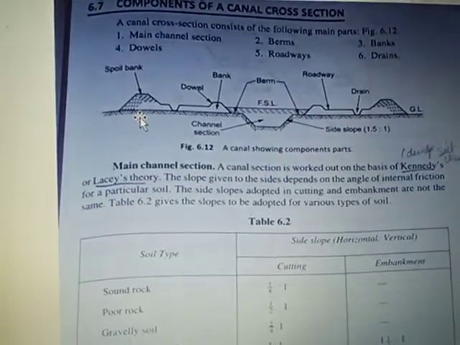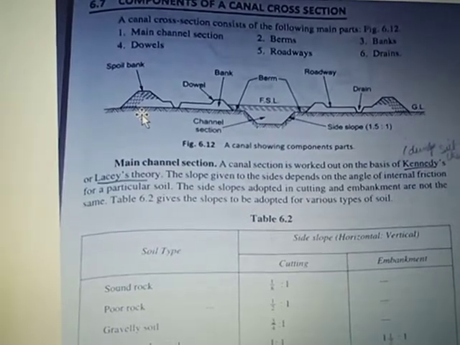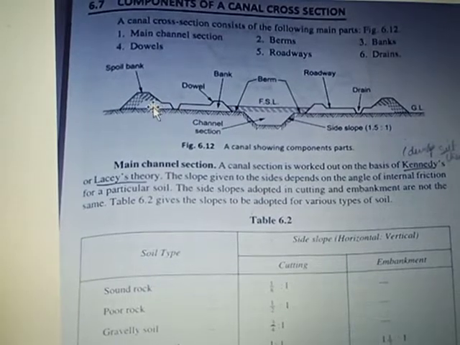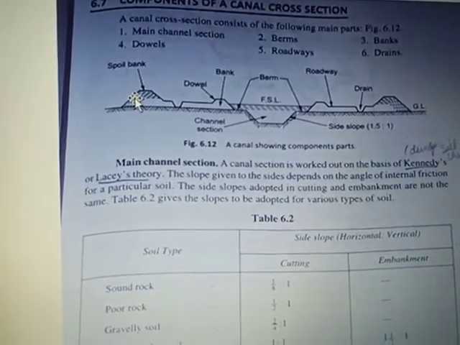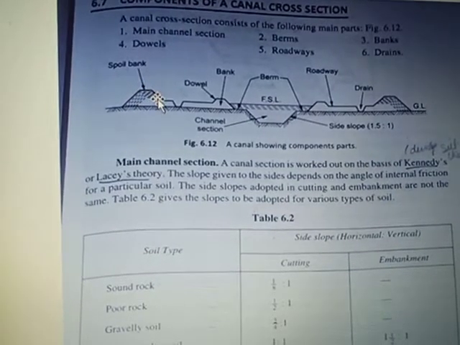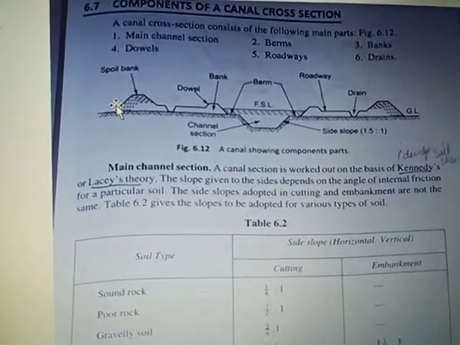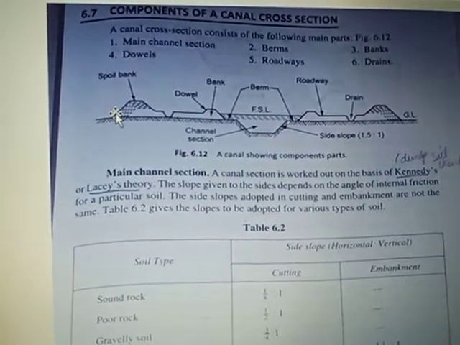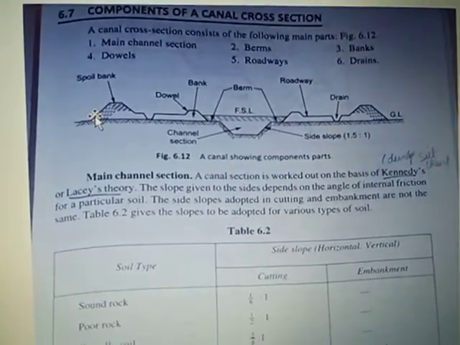This excess earth may be deposited by the side of the canal. Along this side of the channel section, the excavated soil which is in excess is collected here and formed as a bank, which is known as a spoil bank. So these spoil banks are just additional banks, constructed with the surplus soil that needs to be disposed of.